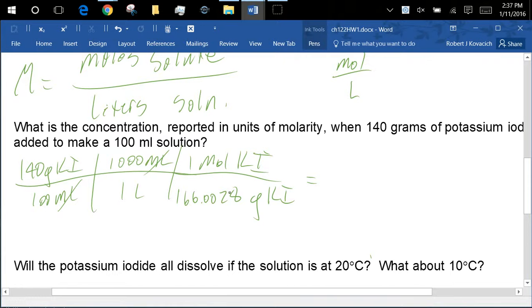So 140 divided by 166.0028. So I get 8.43 moles per liter. Looks like I have 1 sig fig here, so 8 moles per liter.